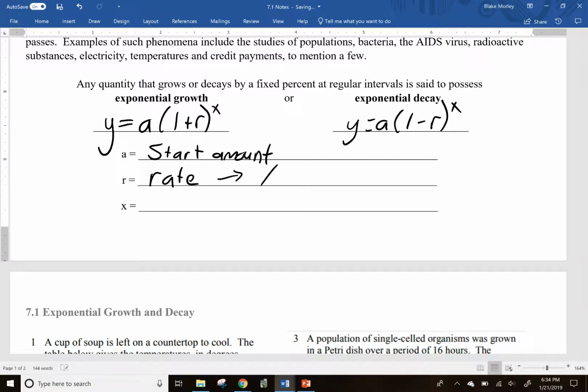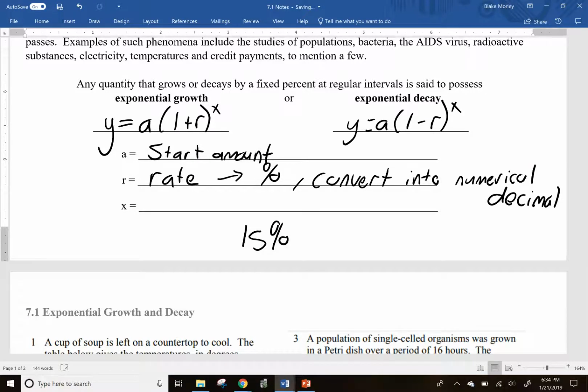Now, typically this is given as a percentage value, but you need to convert this into what I call a numerical decimal, not a percentage decimal. Let me explain what that means. Sometimes you're given things like 15%. This is a piece of cake to put back into decimal form. The decimal is right here after the 15. You move it 2 places to the left, bada bing, bada boom, you now have the number 0.15. This is the numeric decimal equivalent to 15%, and that's the one we would use in our formula.